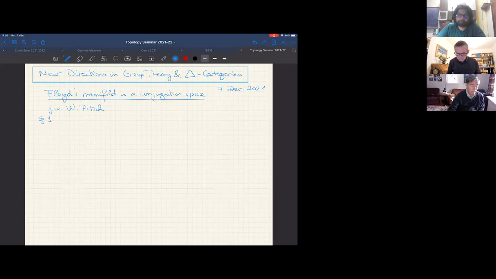So let us start with what conjugation spaces are. So I think I will talk about conjugation spaces, but those are conjugation manifolds. You can work in more geometrical or more homotopical setting.